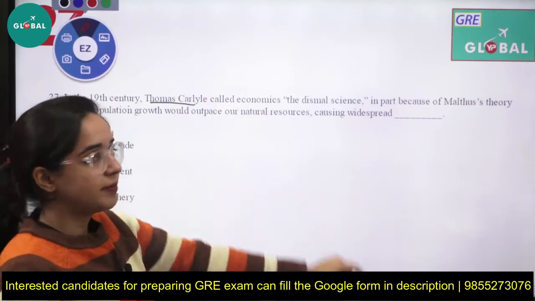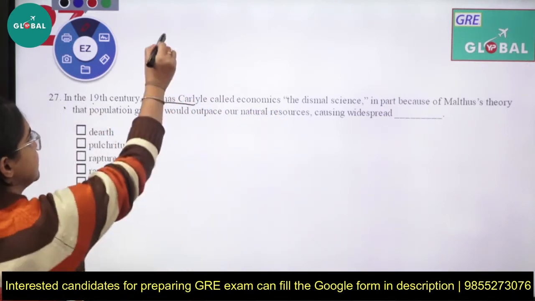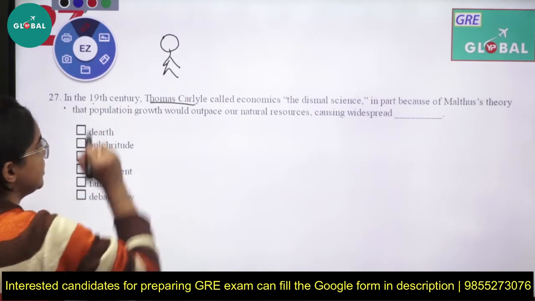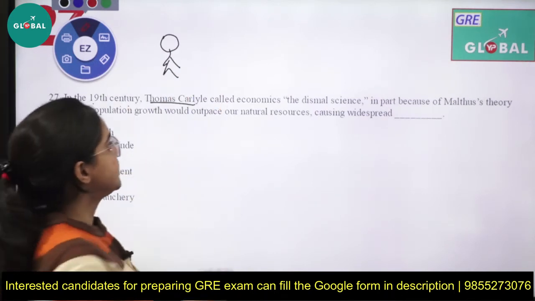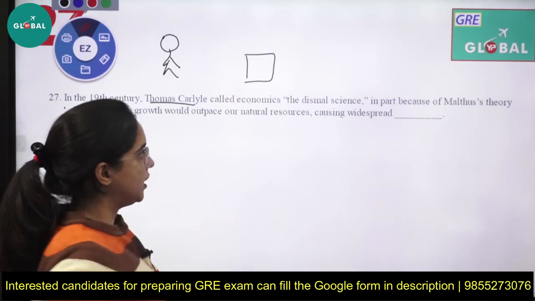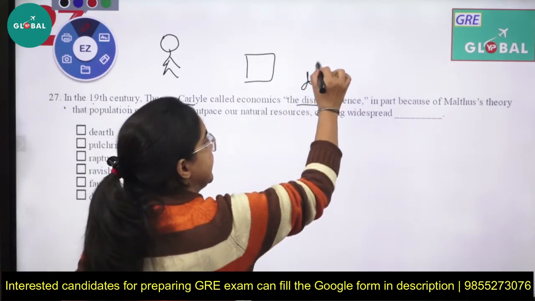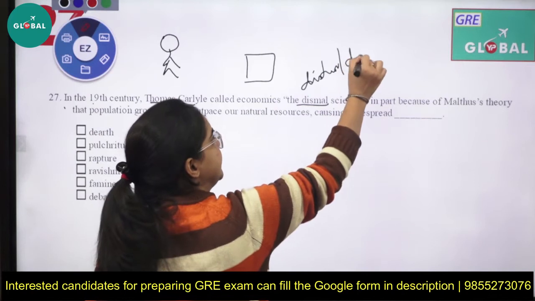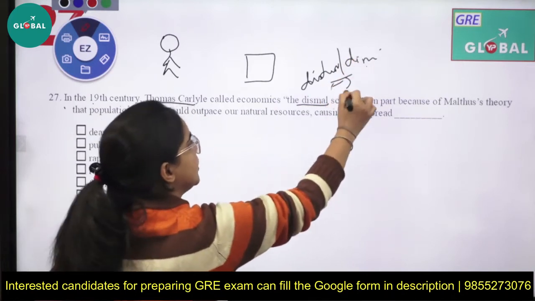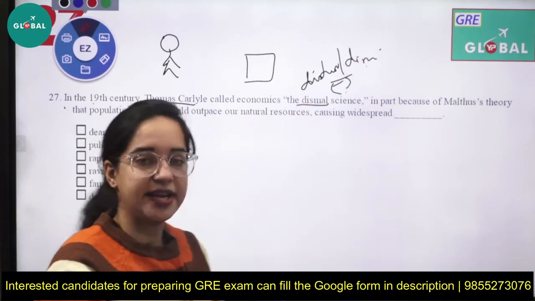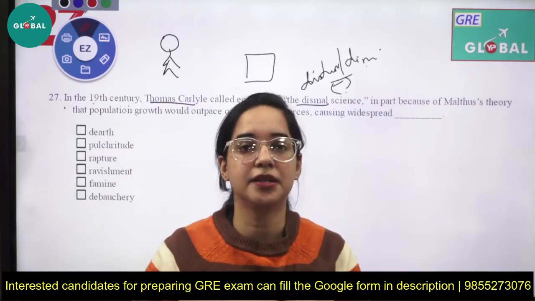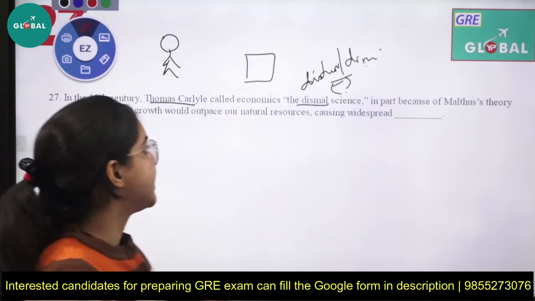He called economics, let's denote it with a pictorial representation. He was a person, and he called economics as a subject the dismal science. Now what do you mean by dismal? Dismal is something that is causing some kind of distress, or very dim, negative. It's a negative word. You can say dis means negative. If you didn't know it's a negative word, just think it's a negative sign.